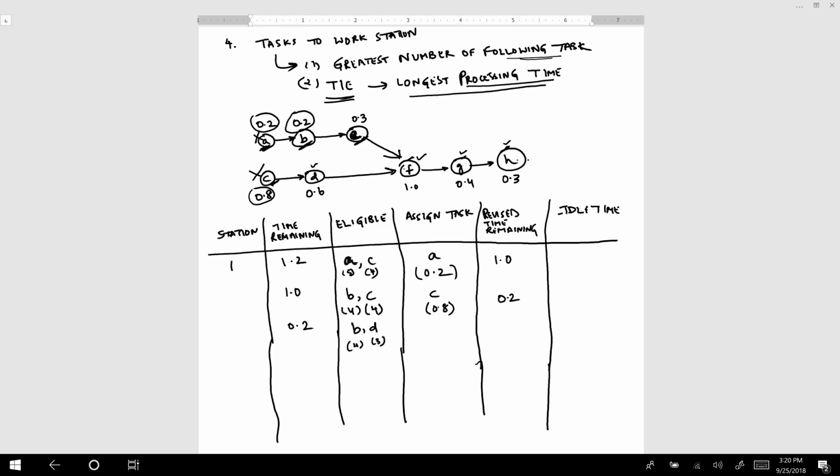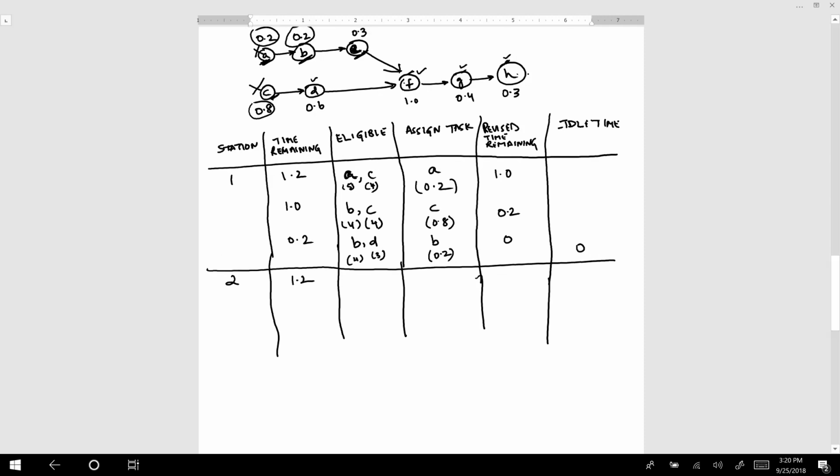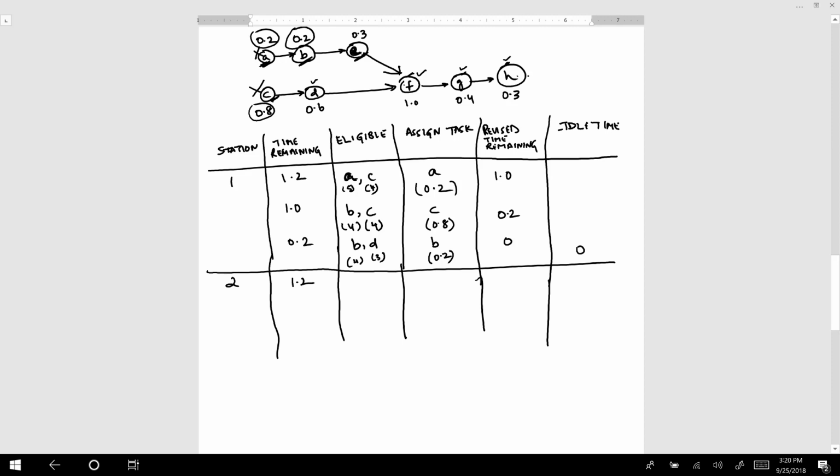So I will choose B, which is 0.2. So I'm done. So I will be left with 0. So my idle time for this workstation would be 0 because I used the entire time. So now I will have a second workstation. I will start again. I will have 1.2. So now I am done with B also. So this is also done.